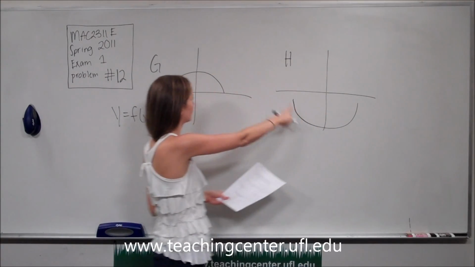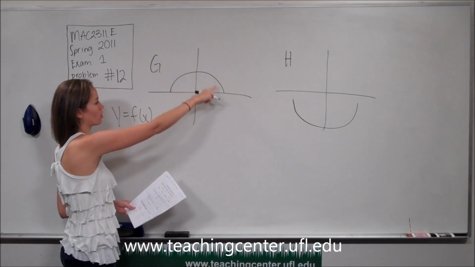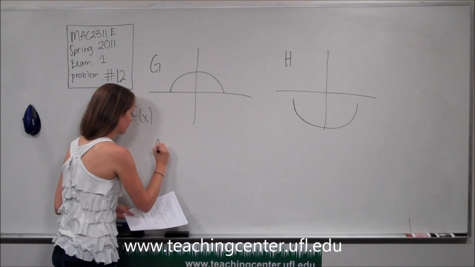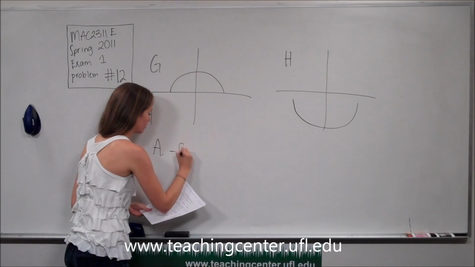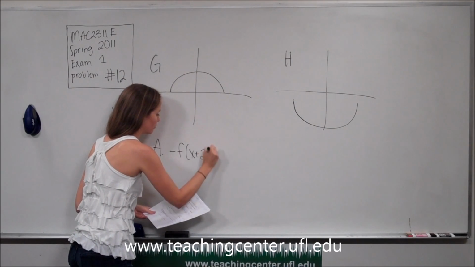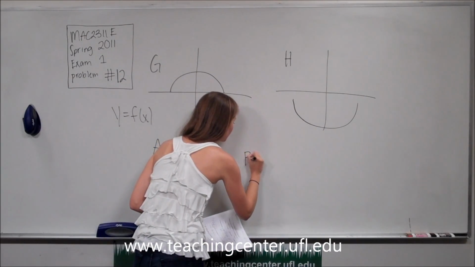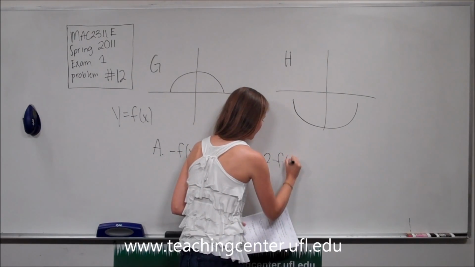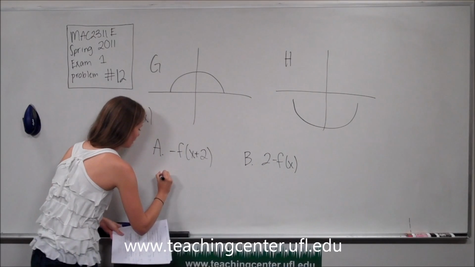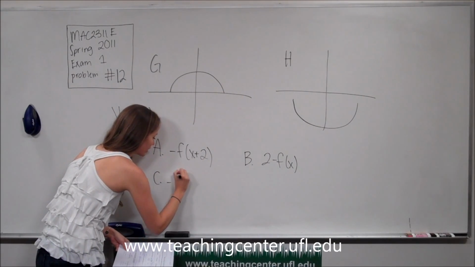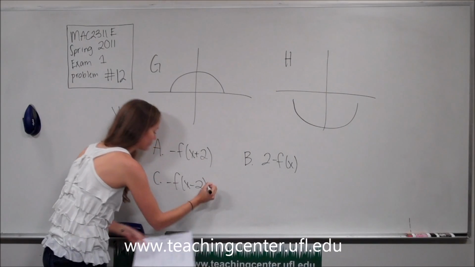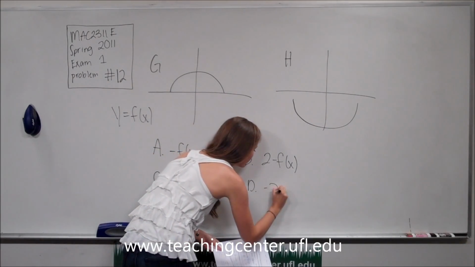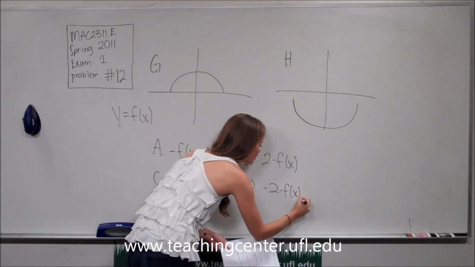So this is our h graph, this is our g graph, and so this curve right here is our function f of x. And so our options are A, negative f of x plus 2, B, 2 minus f of x, C, negative f of x minus 2, and D, negative 2 minus f of x.